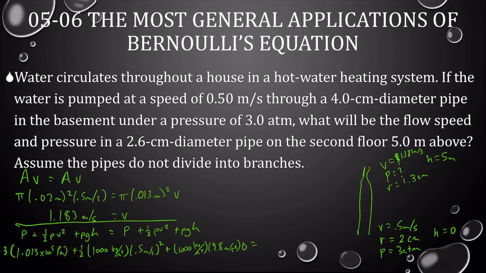At the top, we're looking for the pressure. The density is still 1,000. And the speed is 1.183. And the density is 1,000. g is 9.8. And our height is 5 meters.